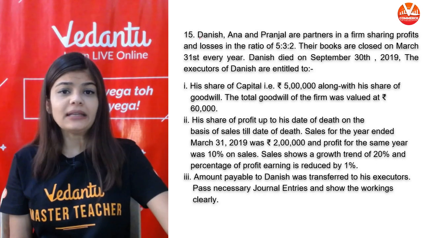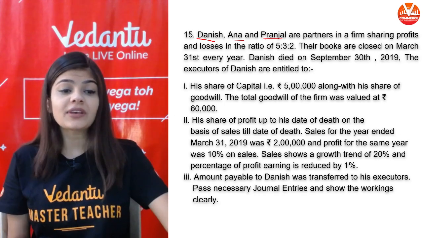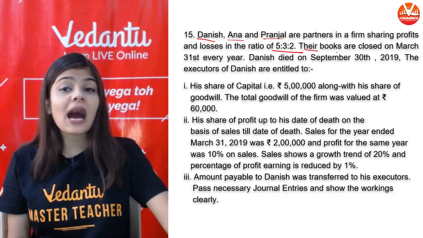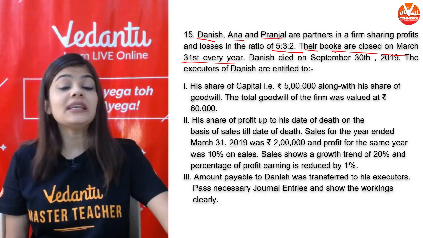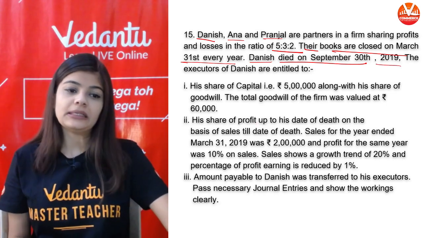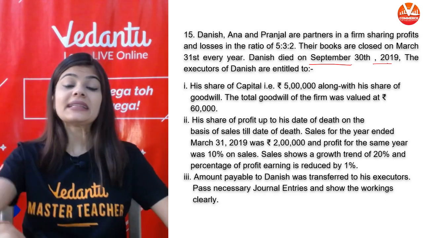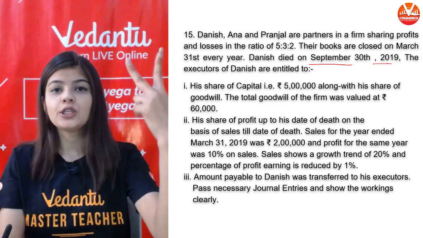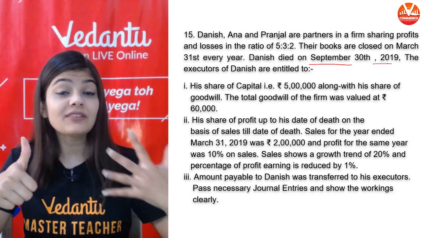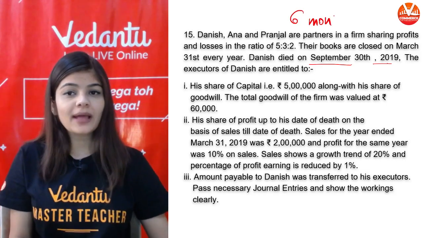The question is saying that Danish, Anna and Pranjal are 3 partners and their ratio is 5:3:2. Their books are closed on March 31st every year. Danish died on September 30th, 2019. So for how many months was he there in the business? April, May, June, July, August, and September. For 6 months he was alive.